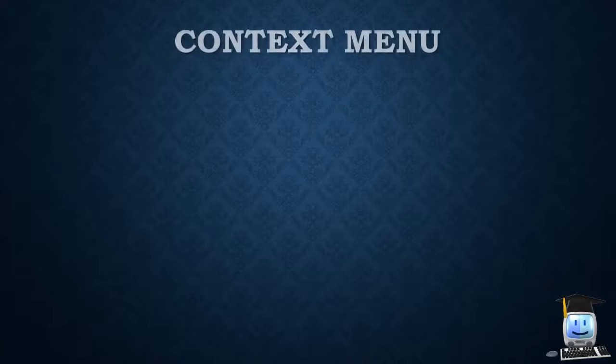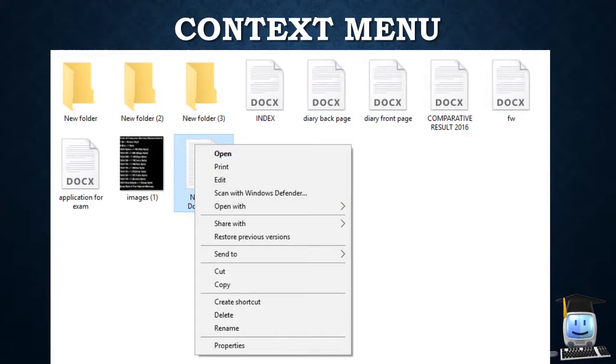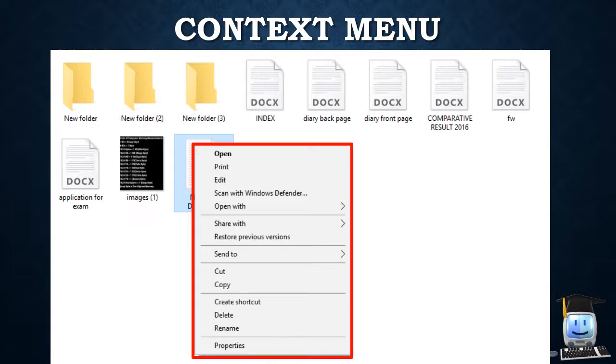Last is using the context menu. It is also called the shortcut menu. It appears when we right click on any icon, and when we right click on the blank area, it shows a context menu with different options.